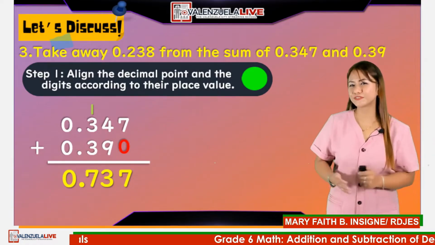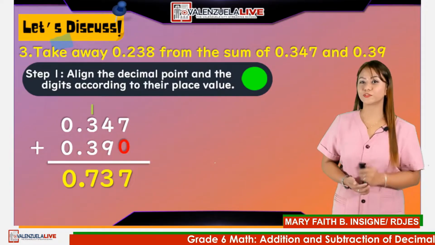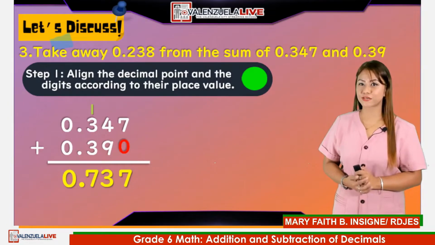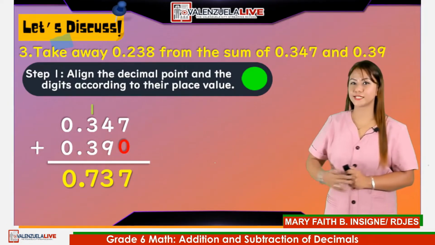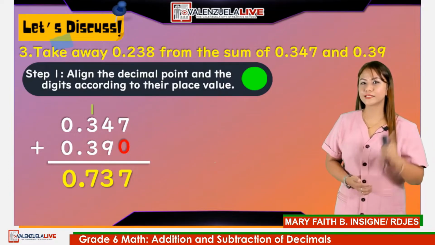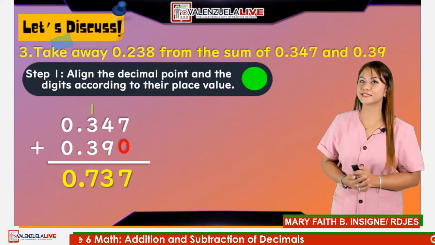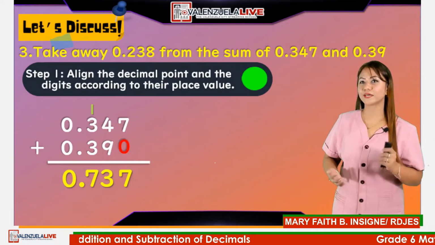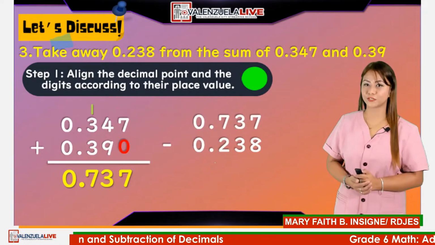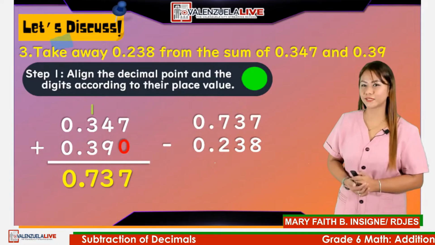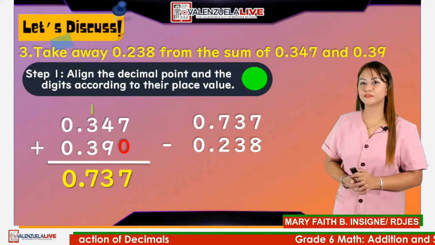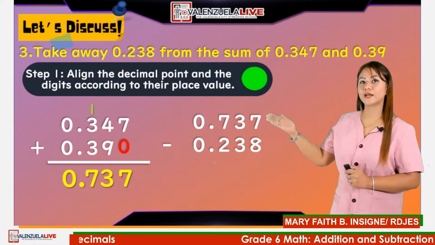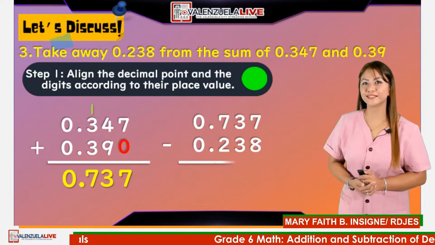Next, let's proceed to the second part, which is subtraction. We need to subtract 238 thousandths from 737 thousandths. Then apply the steps in subtracting decimals. So step 1, align the decimal point and the digits according to their place value. In this case, we do not have to annex 0 because they have the same number of decimal digits.